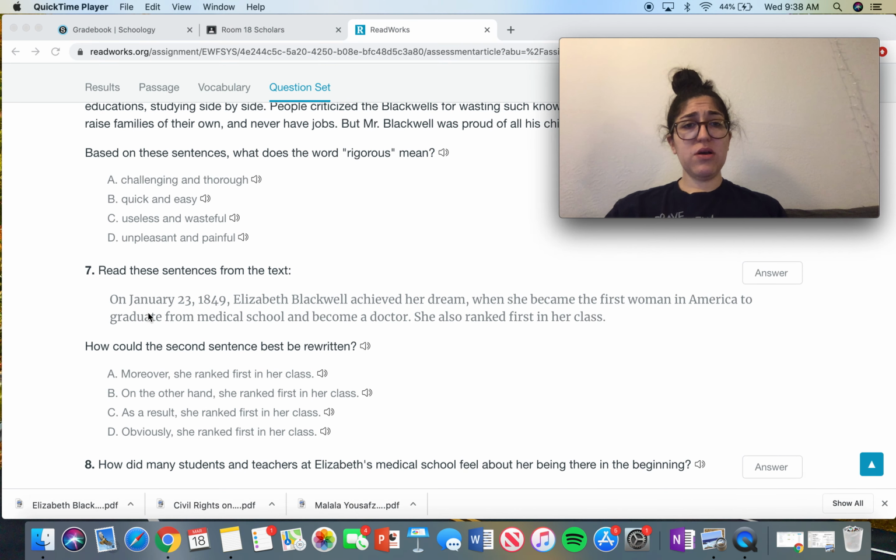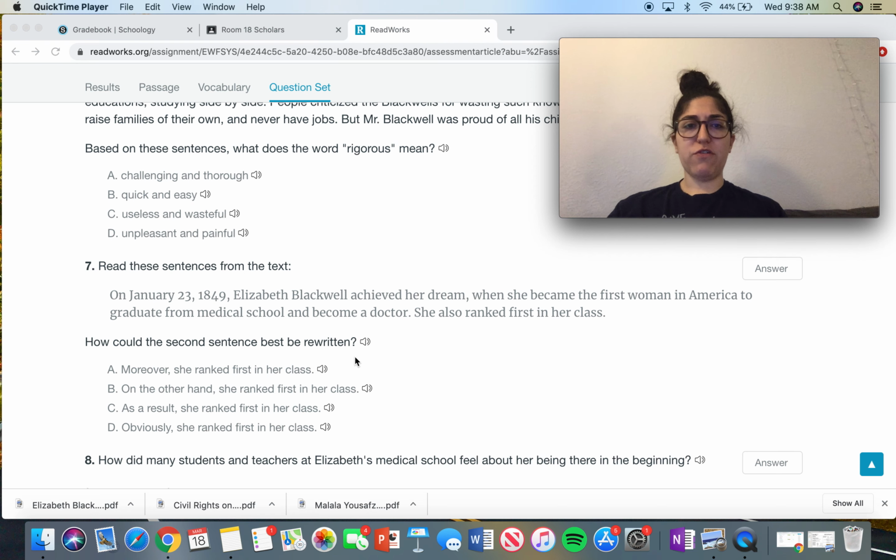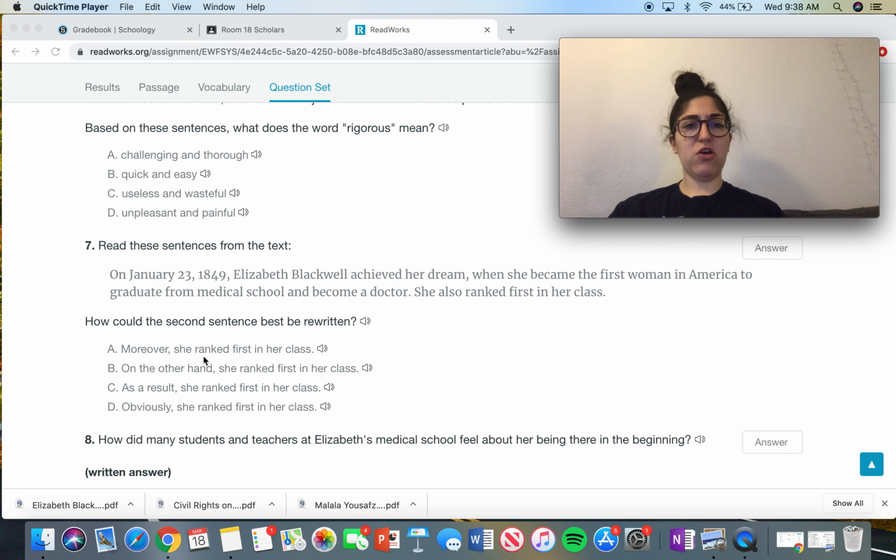So I know that the first sentence says that she became this first woman doctor, and then it says she also ranked first in her class. If I look at the options, they all have the part she ranked first in her class. So the only thing that we're trying to fix is what's a better way of saying she also? Instead of she also, how can I make it more powerful? How can I make my sentence more powerful? Moreover means even more so. Not only did she graduate, but she ranked first in her class.